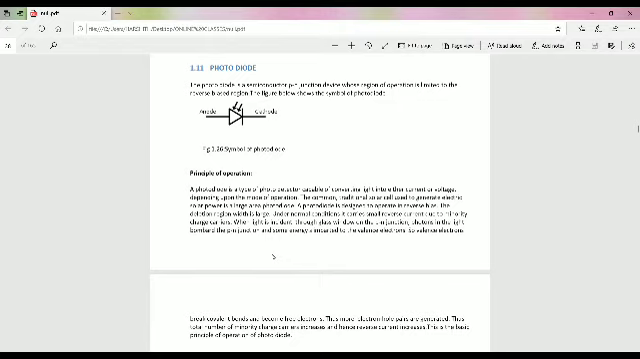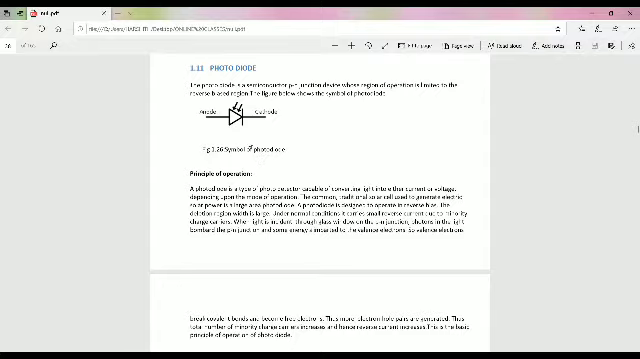And another topic is the photodiode. This is the symbolic representation of the photodiode, with anode and cathode. These are the photons. The photodiode is a semiconductor PN junction device whose region of operation is limited to the reverse biased region. This is the symbolic representation.